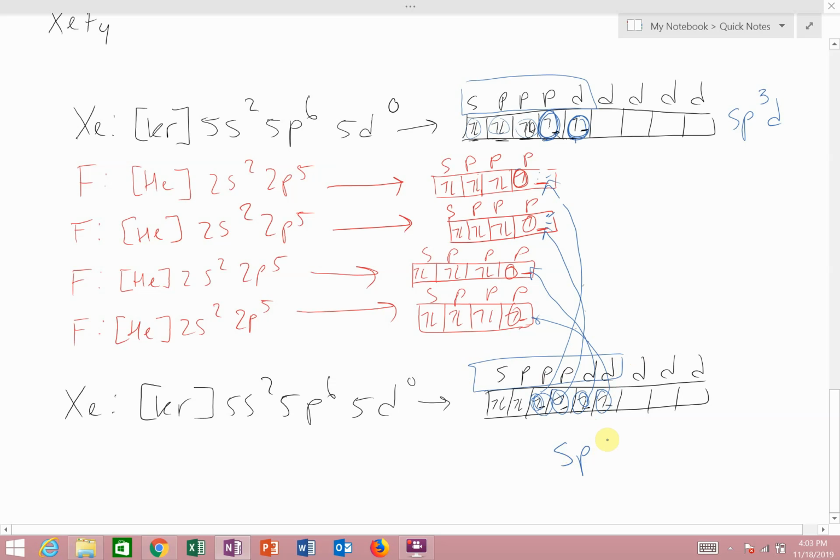It's sp3d2. So notice that here we just had 1 D, and here we have access to 2 of the D's. So that's how the hybridization changes, and finally let's just see how the structure changes.